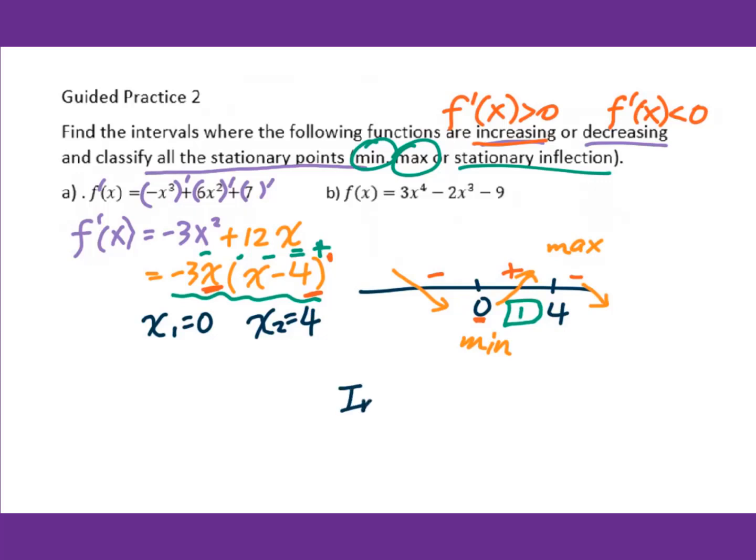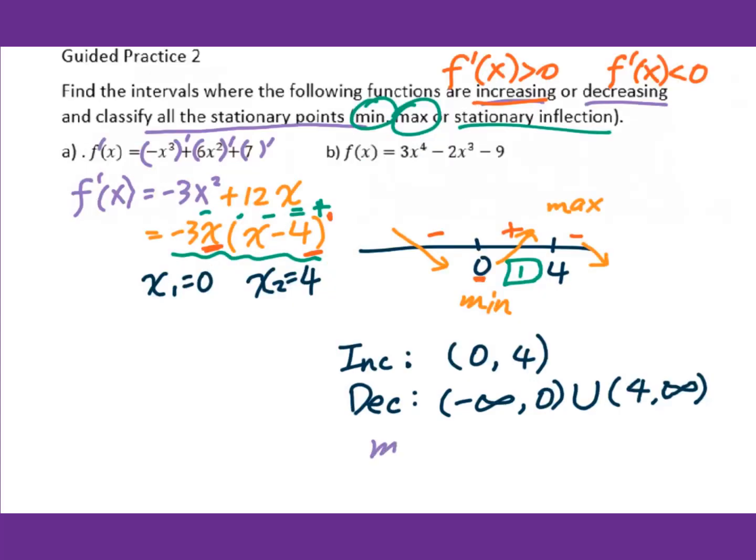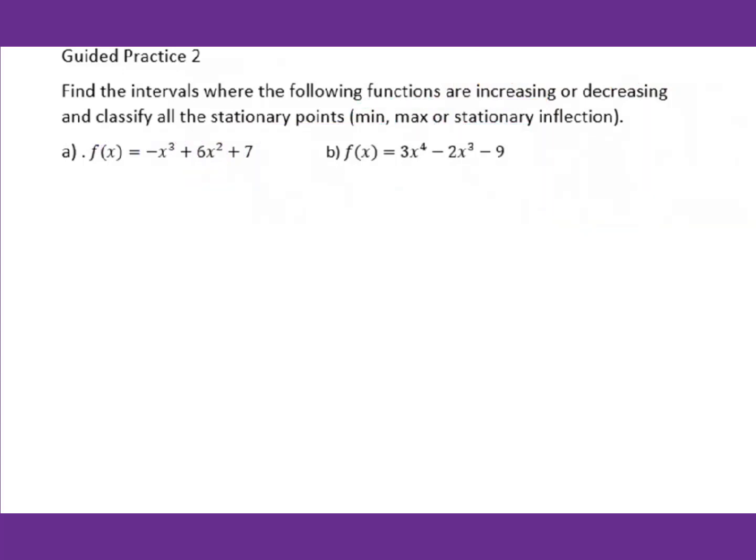So we write down the increasing interval, that is from 0 to 4. For the decreasing interval, you will get from negative infinity to 0 and from 4 to positive infinity. And a minimum point, that is at x equal to 0. And a maximum point, that is at x equals 4. Now let's go to B.